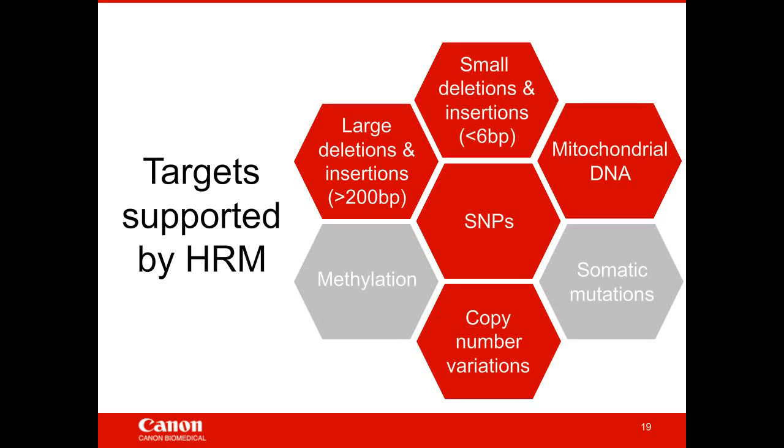HRM can be used to detect a variety of different mutations. Our Novallele assays detect SNPs, small insertions and deletions. And so what I mean by that are those that are less than 6 base pairs. Mitochondrial DNA targets, which I will discuss in a few slides. And unlike hydrolysis probe PCR, HRM can detect much larger deletions, so those that are greater than 200 base pairs. And we even offer some assays that detect over 7.5 kilobases. We also offer copy number assays that use HRM.